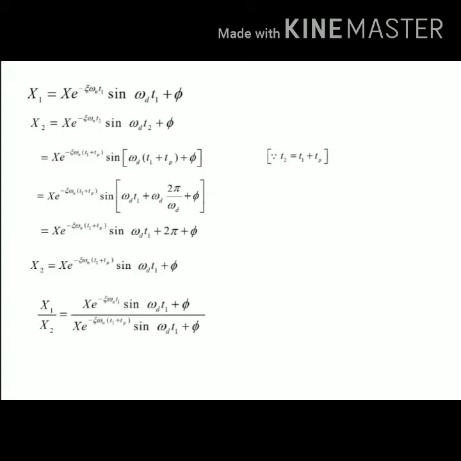So we take the ratio of the amplitudes x1 divided by x2. So we put the values of x1 and x2. Here x and the sin term get cancelled. We get x1 by x2 is equal to e raised to minus zeta omega n in bracket t1 minus t1 minus Tp. So we get e raised to zeta omega n into Tp.